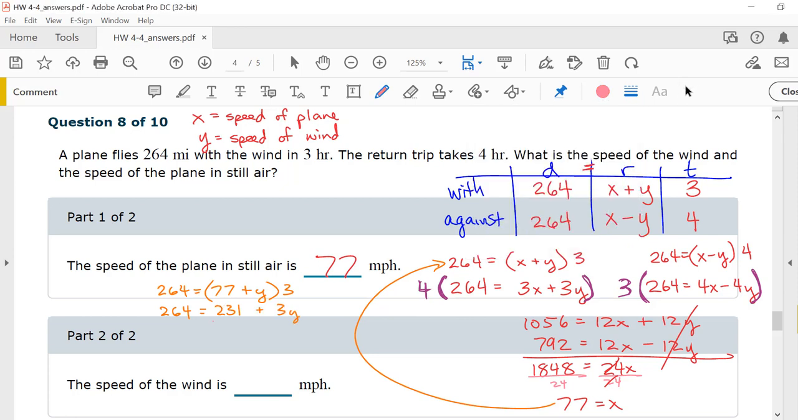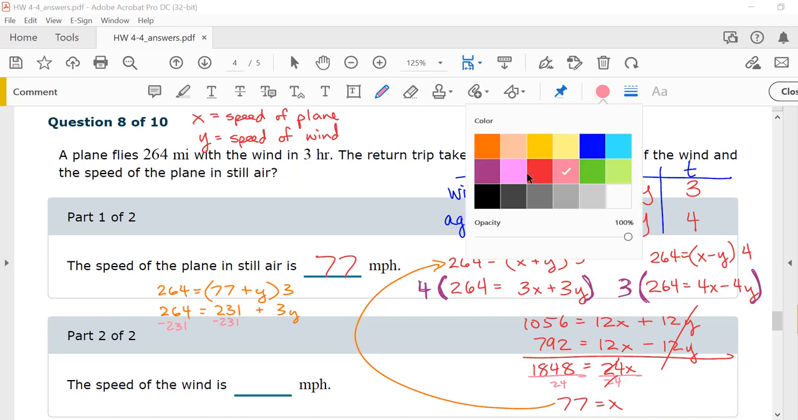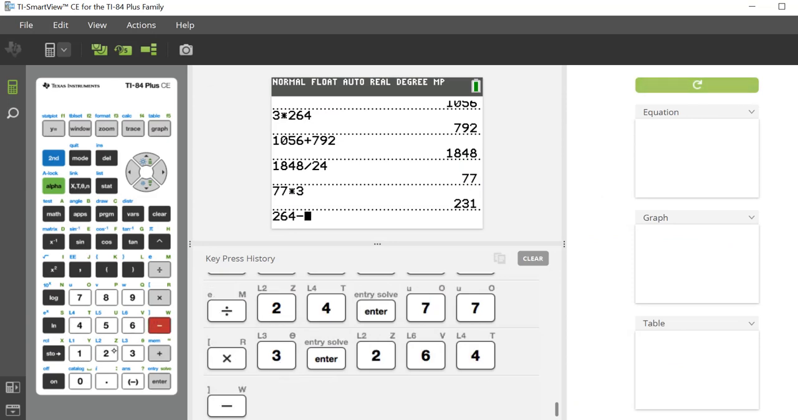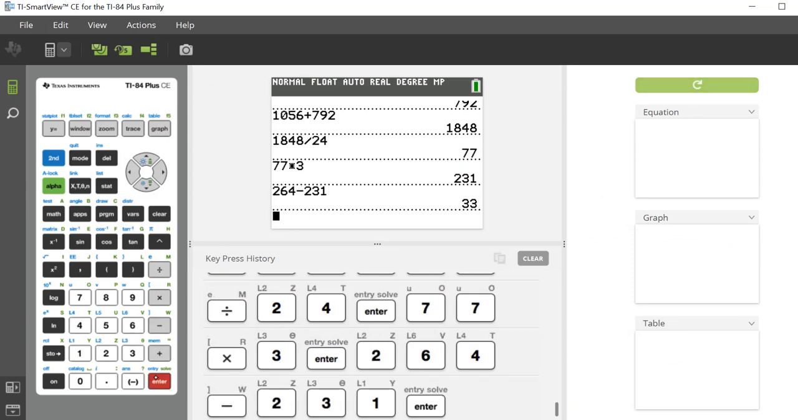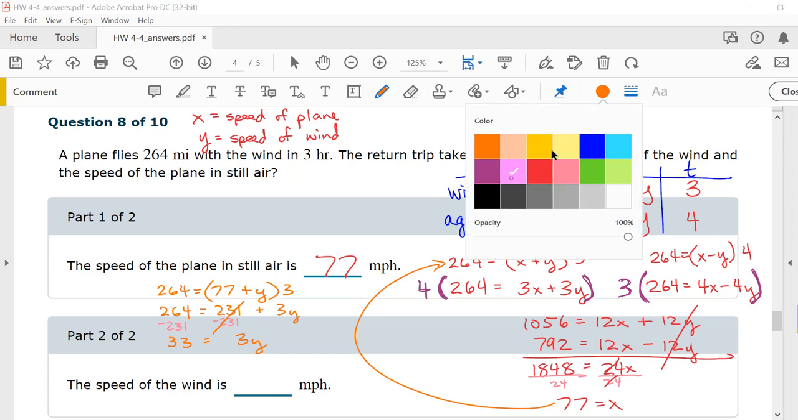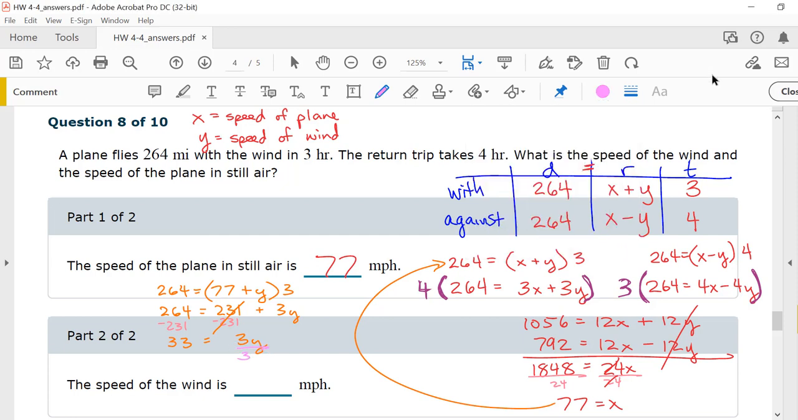Subtracting 231 from both sides. 264 minus 231 is 33 equals 3y. Dividing both sides by 3, 33 divided by 3 is 11 equals y. So the speed of the wind is 11 miles per hour.